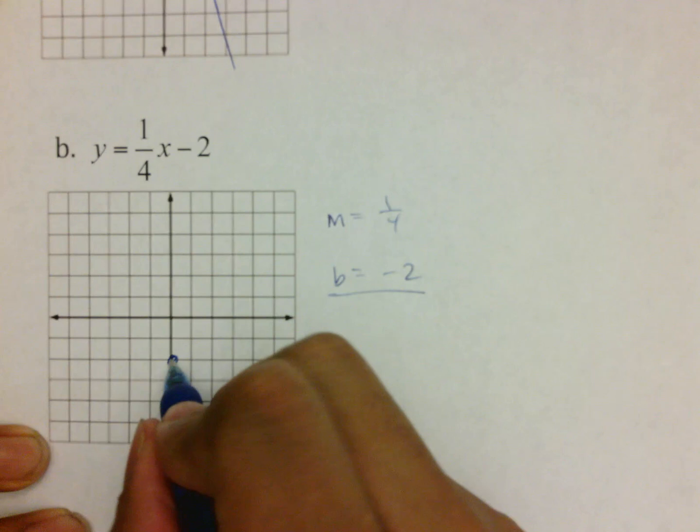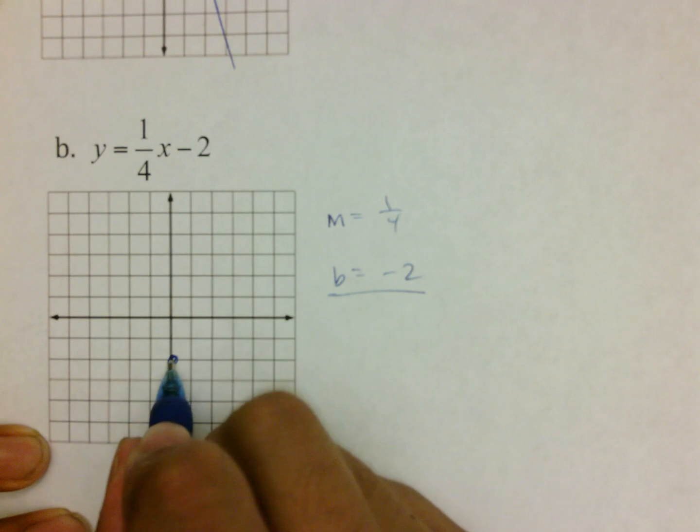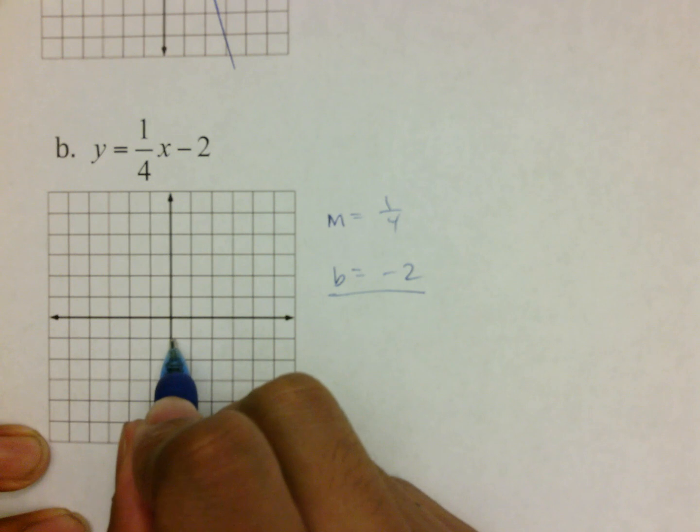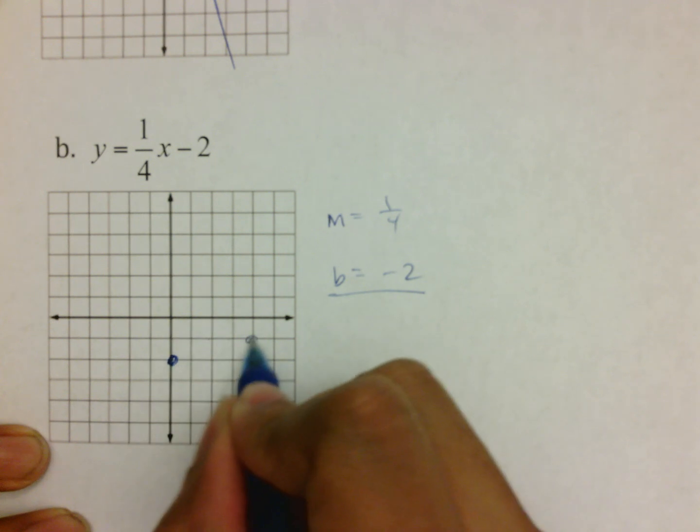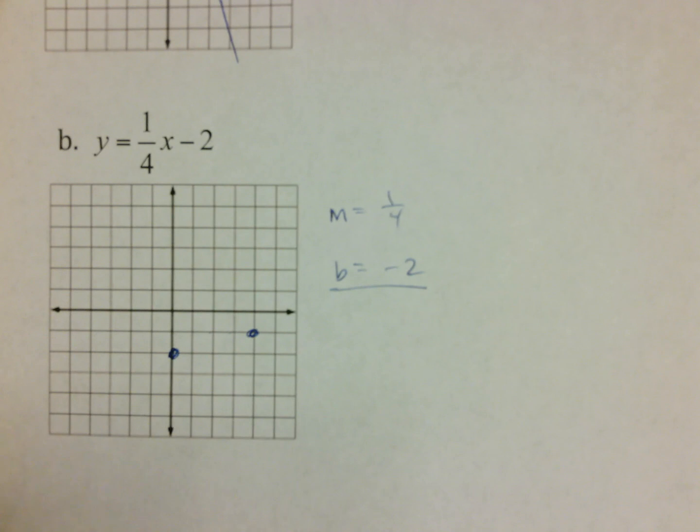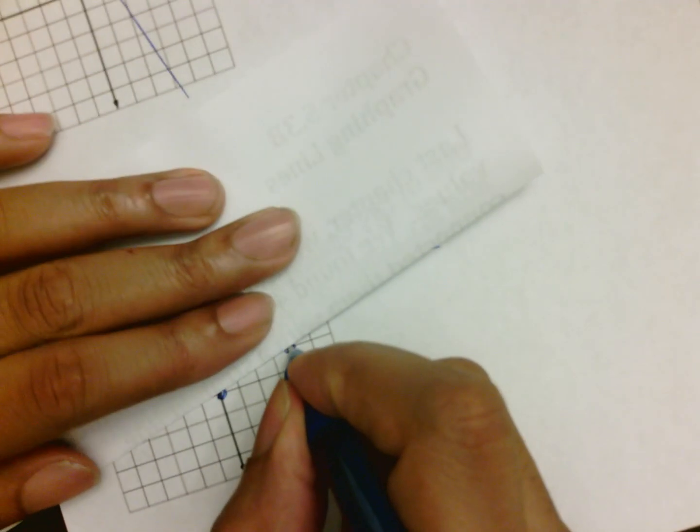Then your 1/4 here again is your rise over run. So it means from this dot we go up 1 and then over 1, 2, 3, 4. Make our dot, and again use a straight edge. But as I told you, if you don't use a straight edge, but you're at least good enough to draw a decently straight line, I'm not going to count it against you.